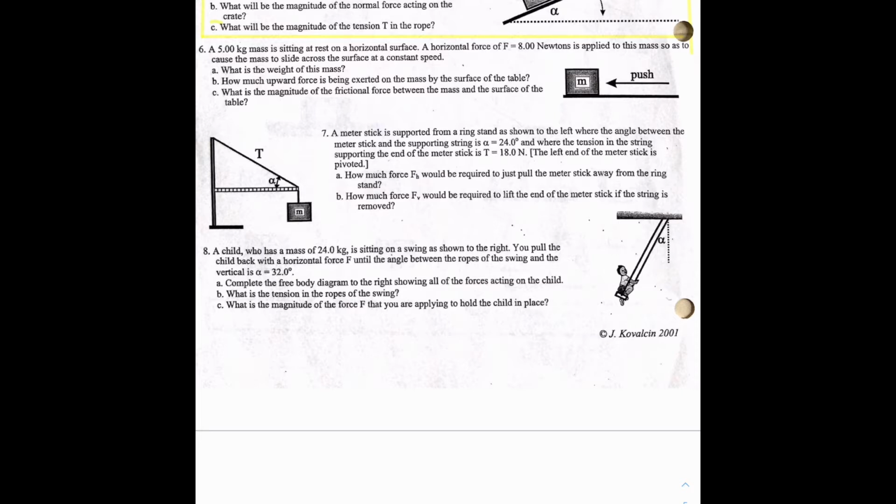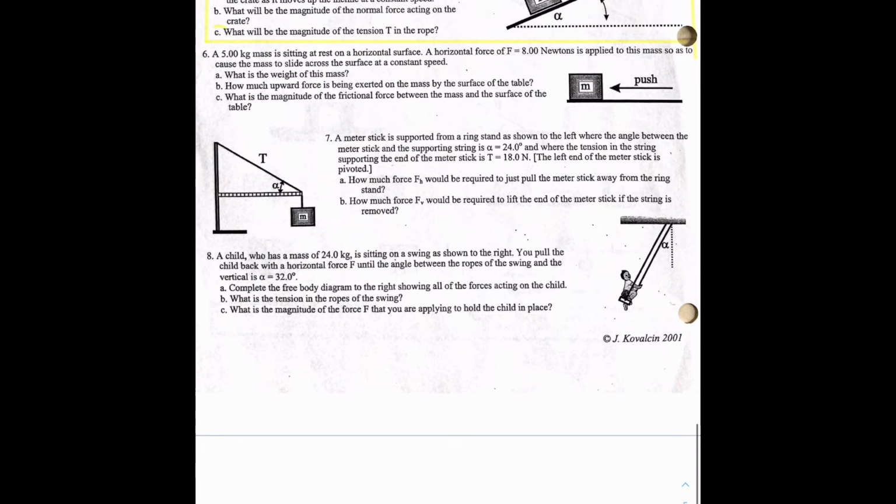All right. It says a crate which has a mass of 45 kilograms is being pulled up a frictionless inclined plane, which meets the horizontal at an angle alpha equals 35 degrees relative to the horizontal by a slope as shown to the right. And the first thing they tell us in part A is to complete the free body diagram showing all the forces acting on the crate as it moves up the incline at a constant speed.